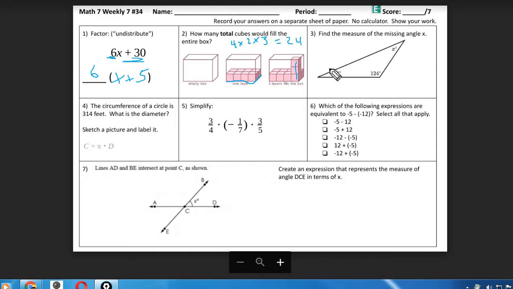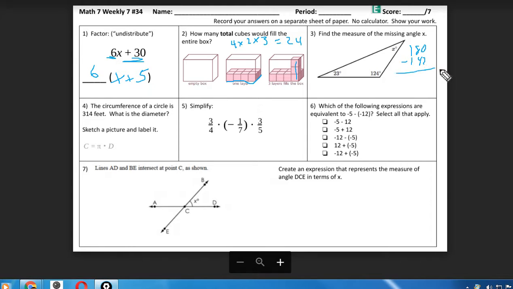Find the measure of the missing angle. We know that this angle plus this angle plus this angle is going to equal 180 degrees. So if we had two different angles, we need to add them together. So we need to add 124 and 23, and that's going to give us 147. Okay, when I put the 4 and the 3 together, that gets me my 7. When I put the 2 and the 2, that gets me my 4, and the 100 is still there.